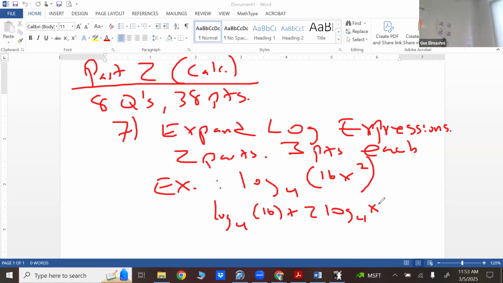If it's 2 parts, does that count as 2 questions? No, it counts as 1 question. So that's part A. Part B will be the same thing. And by the way, we're not done yet. Do you have to say it's 2 plus 2 log base 4 x? Because that is 2. But you have a calculator, right? You have a calculator to do that.